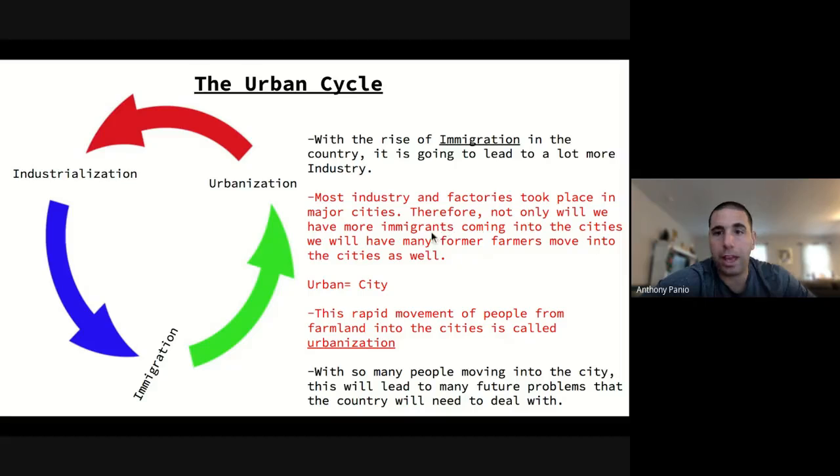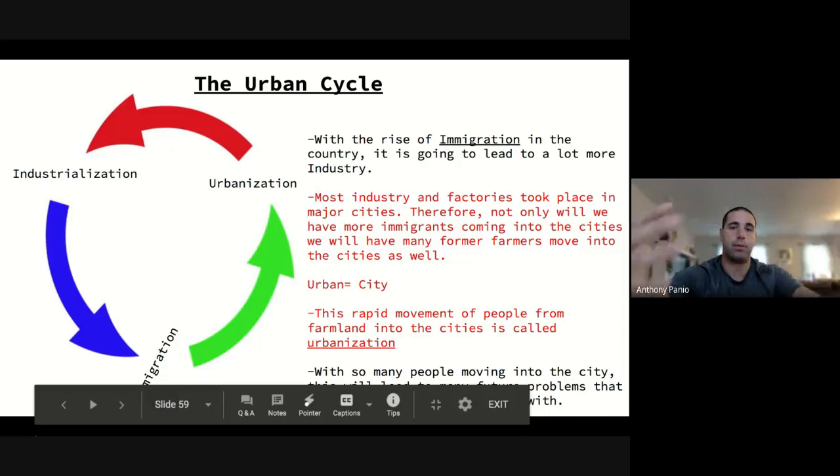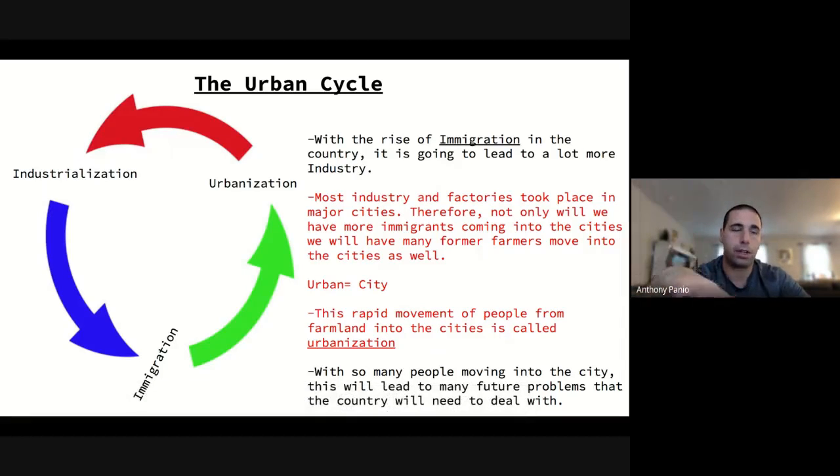Therefore, not only will we have more immigrants coming into the cities, which we knew from our previous part of Unit 2, we will also have many former farmers. So you don't only have immigrants coming into the city, you have people who used to be farmers, people who used to live in the middle of the country, people who lived out west, moving to the cities as well. We have a huge increase in our population in the cities. Places like New York City, very close to our home, a lot of people moved there at this time.